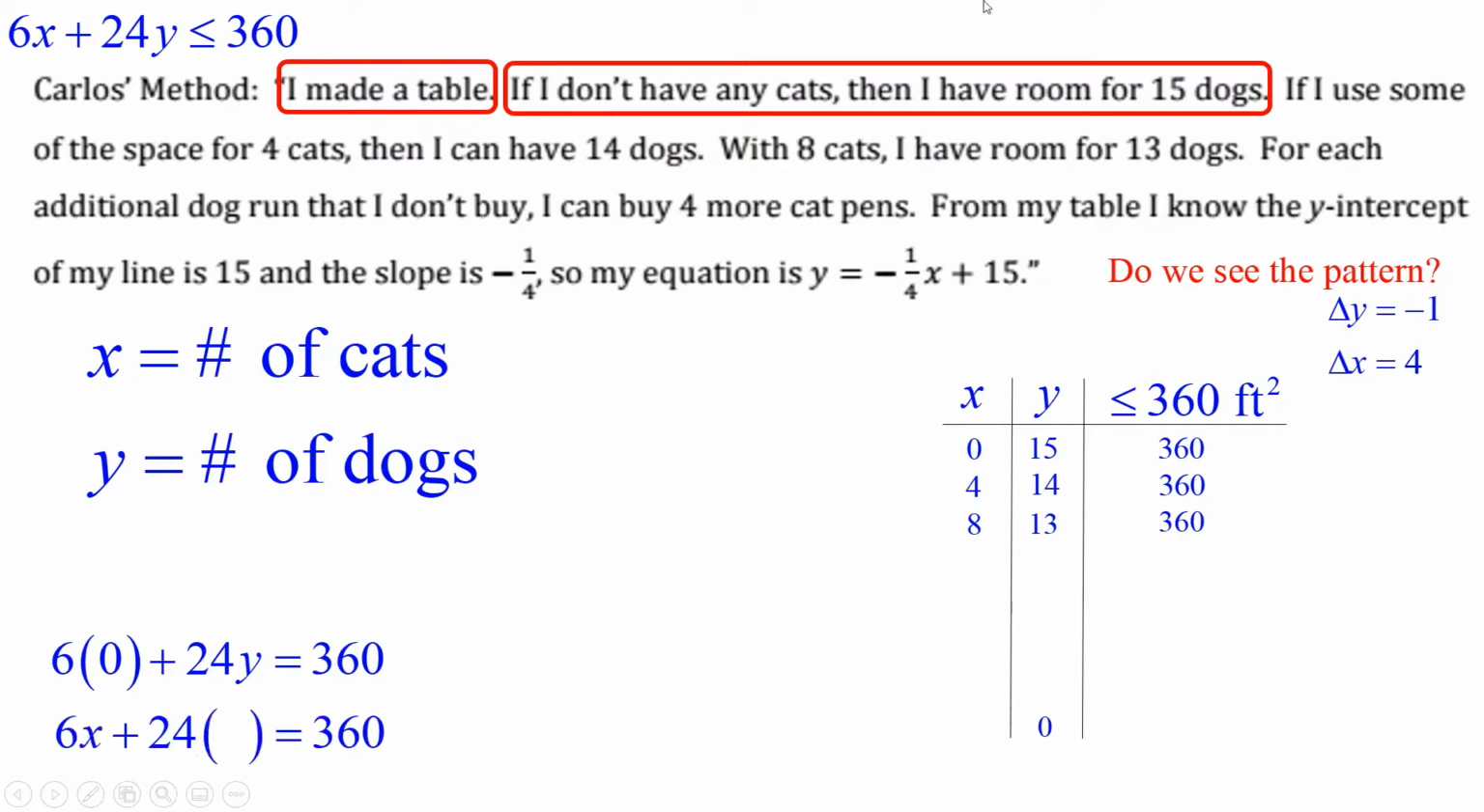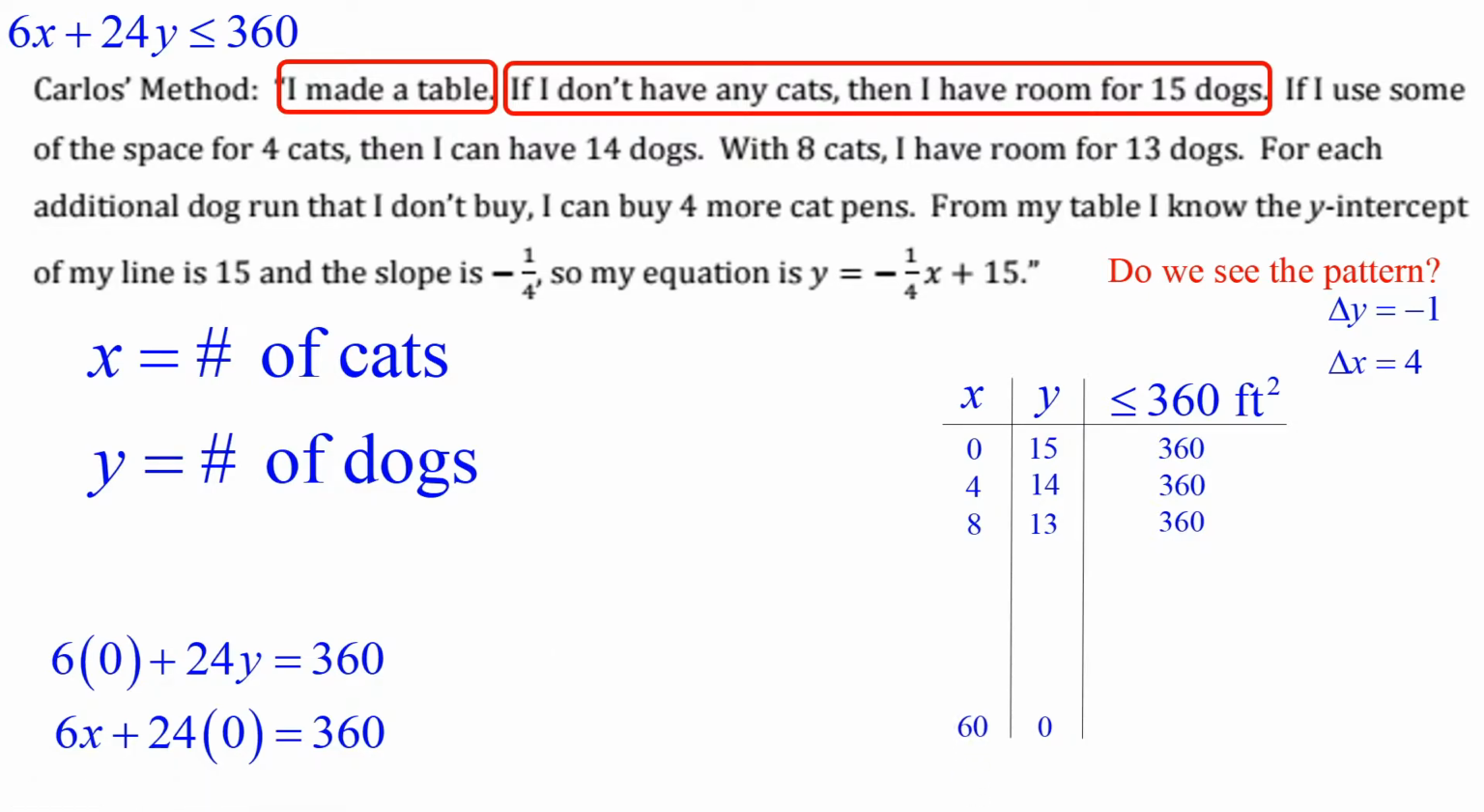Well, Carlos would punch this out like this. He'd go, all right, well, 6 times the number of cat pens plus 24 times the number of dog runs has to be less than or equal to 360, or equal to 360 here. And he has 0 dog runs right there. So how many cats does he have room for here? Well, 6 times X is 360.